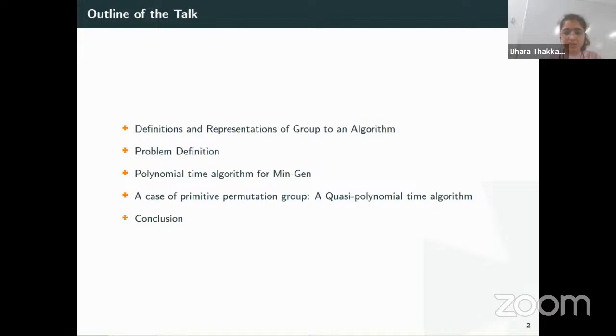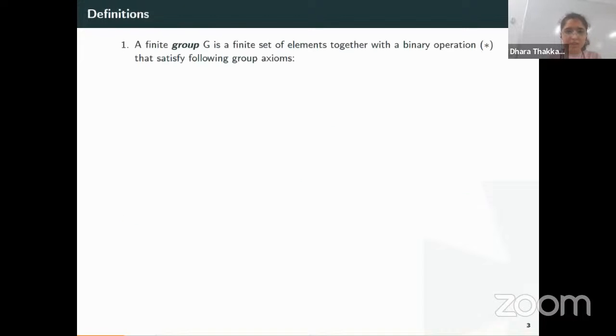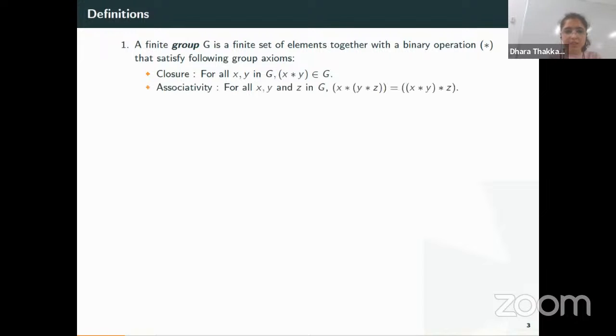Okay, so let me start with the definition. A group G is a finite set together with a binary operation star, and a set G with this binary operation star should satisfy some properties. One, it should have this closure property where for every x and y we want x star y should be in G. Then this associativity property, which is for x, y, and z in G, we want that the associativity between these three elements should hold.